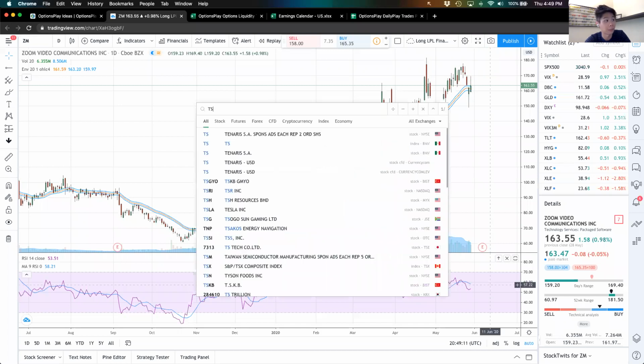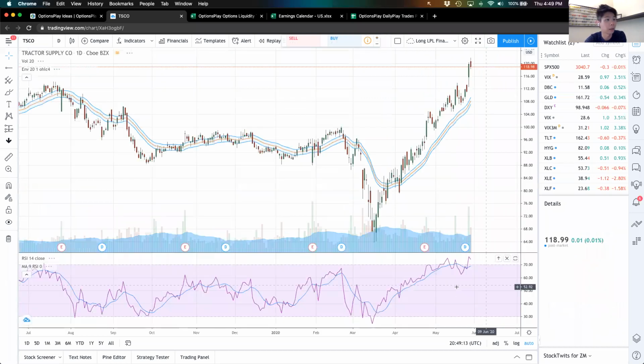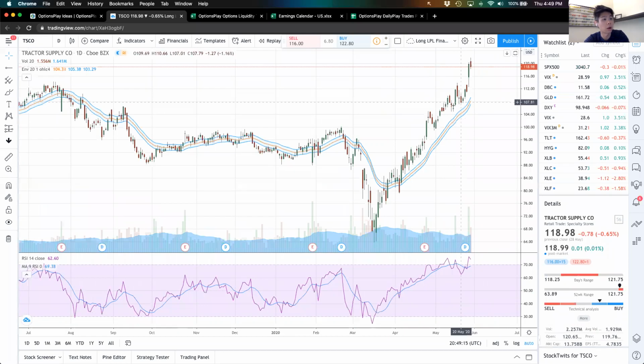So just to give you an example, Tractor Supply. We went long on this particular name because, as you can see, we were in a very clear bullish trend, but when the stock, as you can see, this RSI pulled significantly below its average, which is that blue line, that was our indication to go long Tractor Supply. And once we find this type of trade, there are a few other things that we have to do.